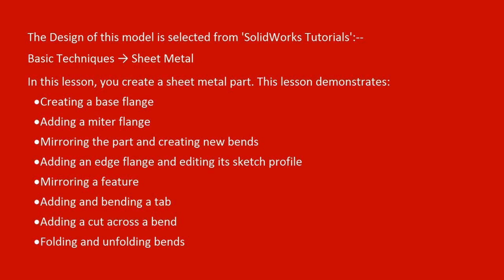In this lesson, you create a sheet metal part. This lesson demonstrates creating a base flange, adding a miter flange, mirroring the part and creating new bends, adding an edge flange and editing its sketch profile, mirroring a feature, adding and bending a tab, adding a cut across a bend, folding and unfolding bends.